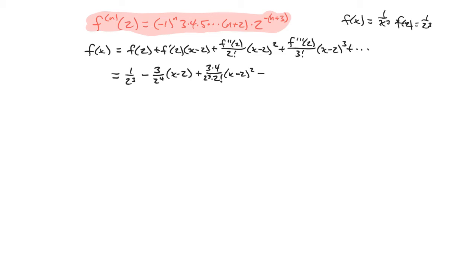The next one will have a minus because the previous one had a plus. And then we get an extra factor in the numerator, 3, 4, and 5. In the denominator, we'll have 2 to the 6th. The powers of 2 are going up. We'll get the next factorial, 3 factorial, x minus 2 cubed. And then we'll do one more, plus 3 times 4 times 5 times 6 over 2 to the 7th times 4 factorial, x minus 2 to the fourth. And the next would be a minus.